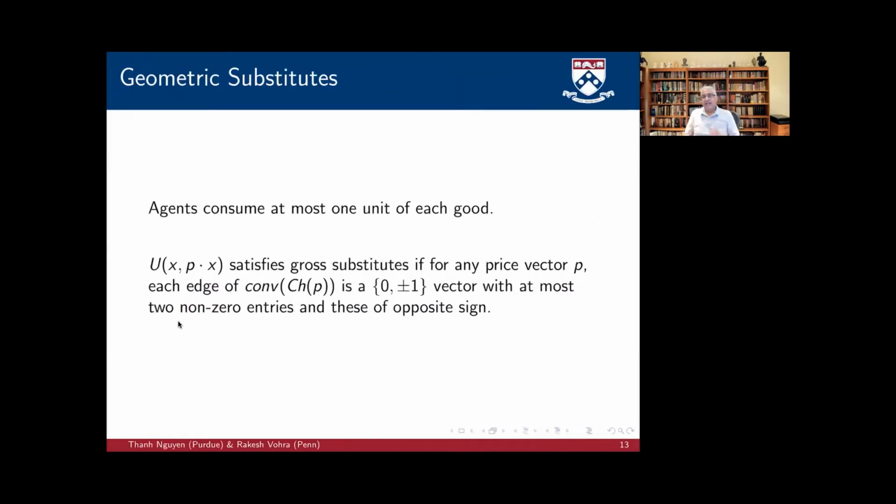Okay. Here is a generalization of gross substitutes to the non-quasi-linear case, which we call geometric substitutes. And this is related to the extra condition that gross substitutes is imposing. Again, I look at the convex hull of your choice correspondence.